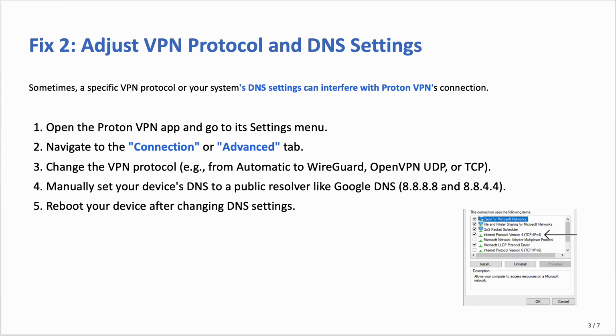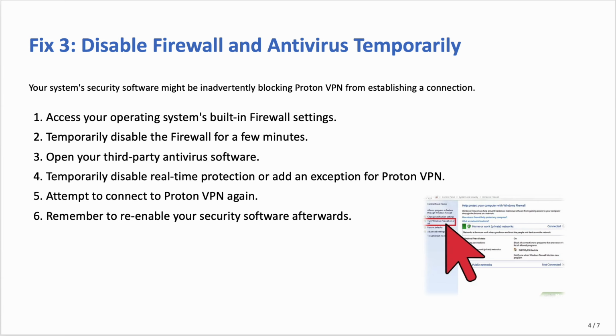Then guys, adjust VPN protocol and DNS settings. Open the Proton VPN app and go to its settings menu and navigate to the connection and advanced tab. Then guys, change the VPN protocol. Manually set your device DNS to a public resolver like Google DNS and reboot your device after changing your DNS settings.